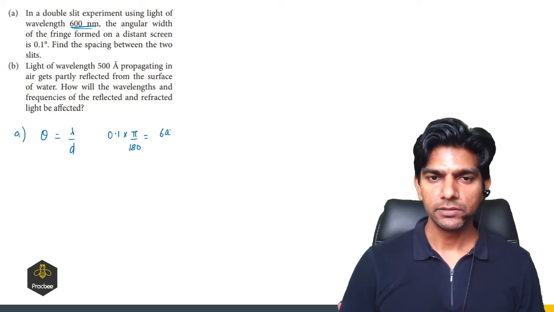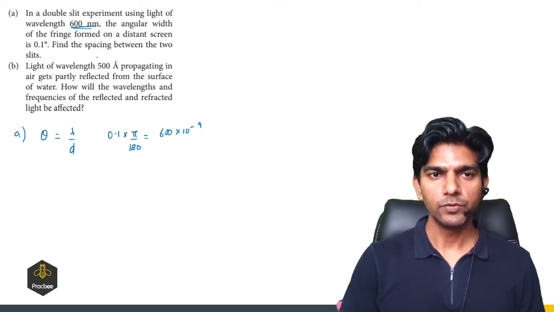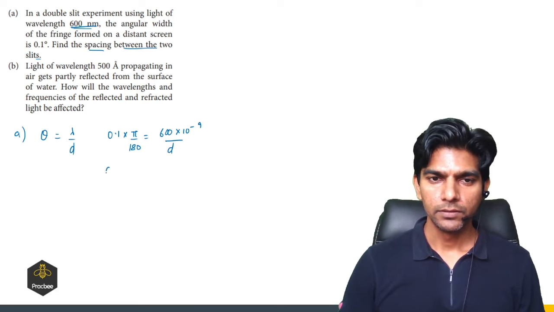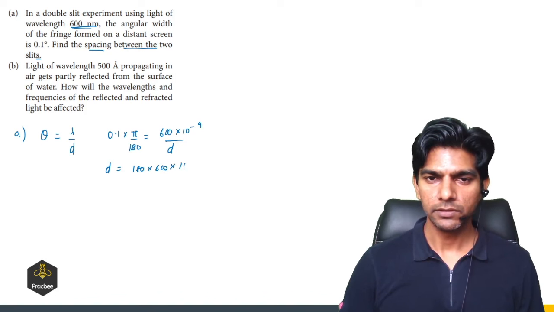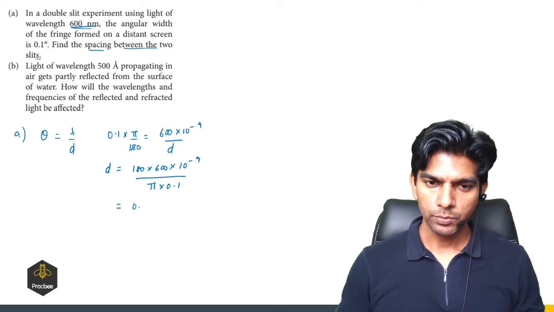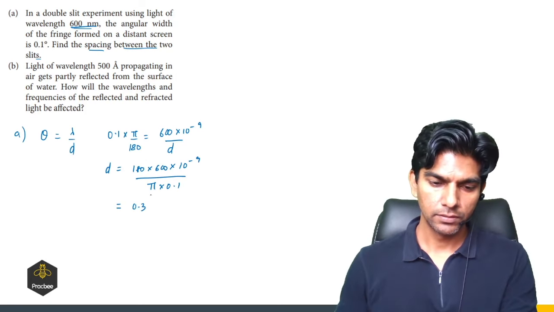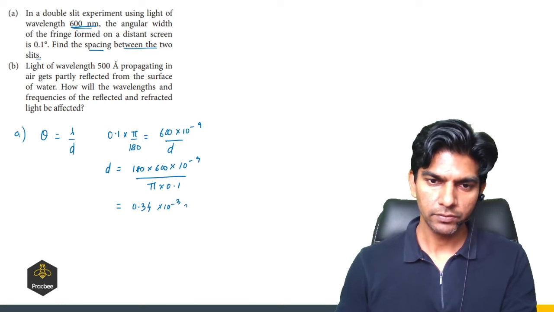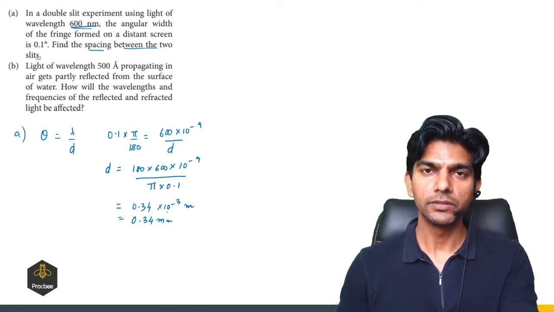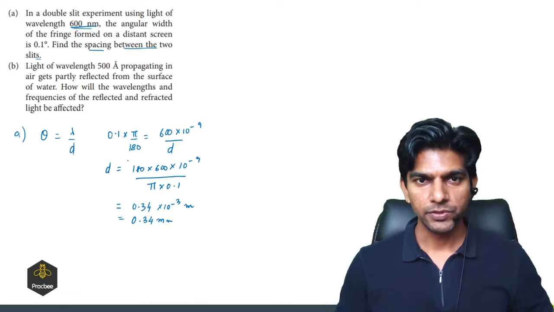Lambda is given as 600 nanometer, and we have to find the spacing between the two slits, so basically we have to find d. So d will be 180 times 600 times 10 raised to power minus 9 divided by pi times 0.1. So it comes out to be 0.34 into 10 raised to power minus 3 meters, or I can say it will be 0.34 millimeter. So that is the distance between the two slits.